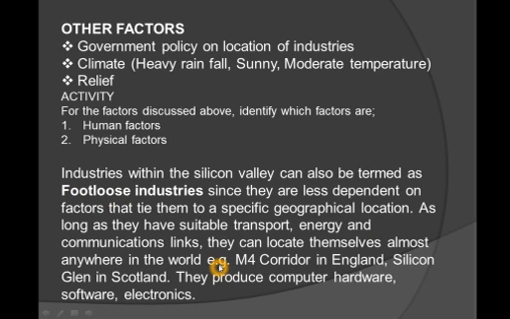We have examples of areas that have footloose industries. Here we have the M4 corridor, which is located in England near Heathrow Airport. It has a number of industries that are high-tech in nature, and they do not specifically have to be in a given location. They can locate anywhere in the world. They are not in that place because of specific factors as per se.